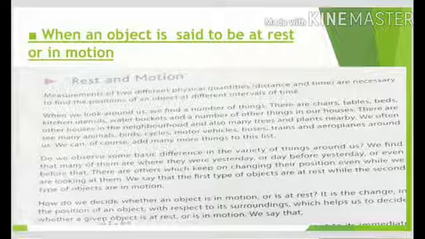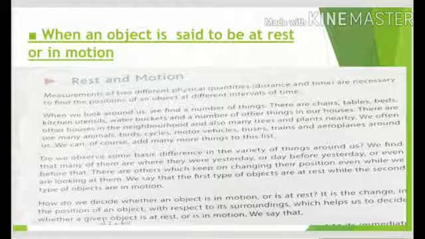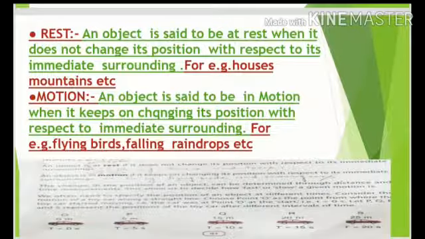There are two things to observe. One is the surrounding of that object. For example, the electric pole present outside your house has the surrounding of other houses, the people there, and some trees are also there. That is the surrounding of that electric pole. By doing the comparison of the two, it means the position of the object and its surrounding, we can get the answer to our question, whether that particular object is at rest or in motion.